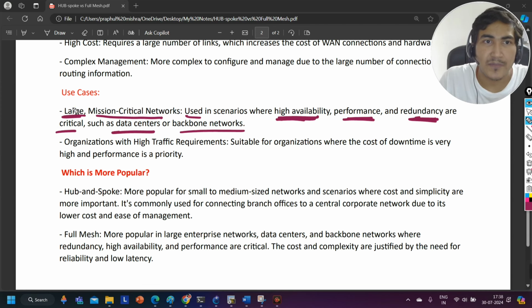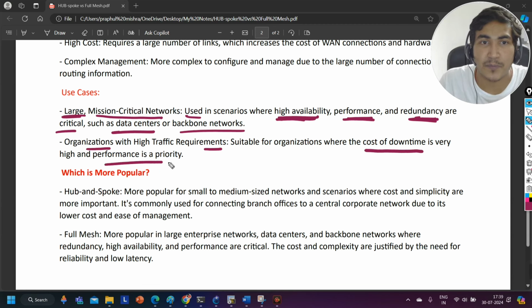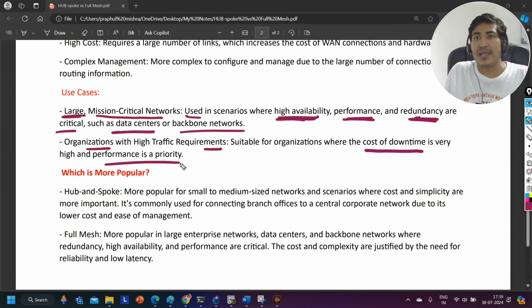The second use case is organizations with high traffic requirements, suitable for organizations where the cost of downtime is very high and performance is a priority. If performance is the priority, then definitely I will use full mesh. Because in full mesh only, we have a direct connection. If we have a direct connection, then performance is going to be good, because the router can forward traffic through the shortest path, but in hub and spoke you have only one path.